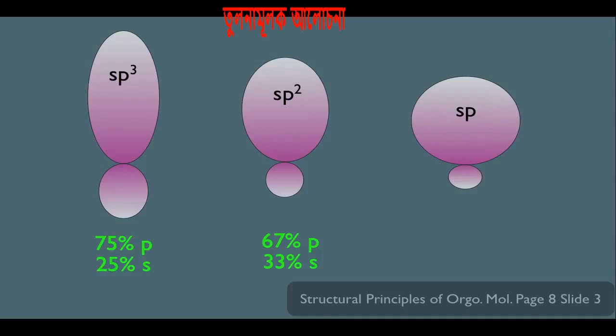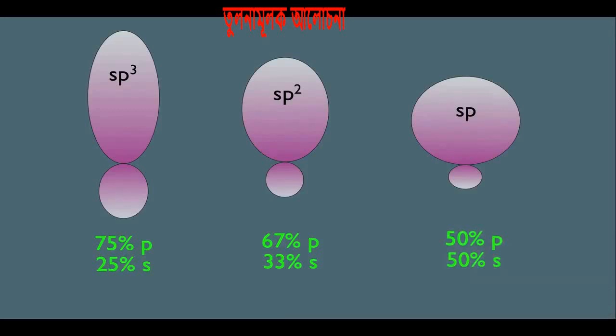And lastly, the sp hybridized orbital, of course, is half s and half p. So, in summary, the sp3 hybridized orbital has the most p character, and the sp hybridized orbital has the most s character, which is why he's the shortest and most blunted out of the 3 hybridized orbitals.